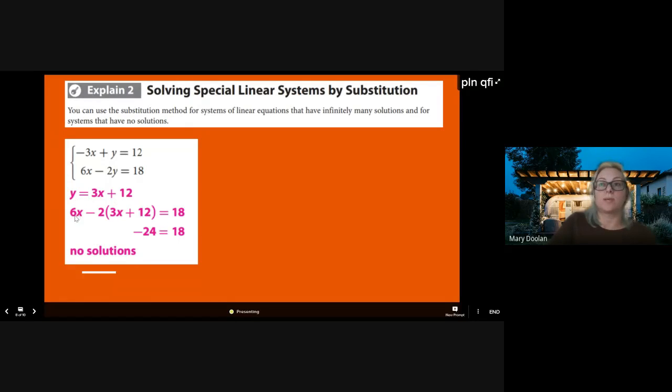Okay, so that's why we get 6x - 2 times the quantity of 3x + 12. So we're taking this whole amount here, this expression, and substituting it into the parentheses. And then to solve this equation, you have the distributive property. We have to take care of that.